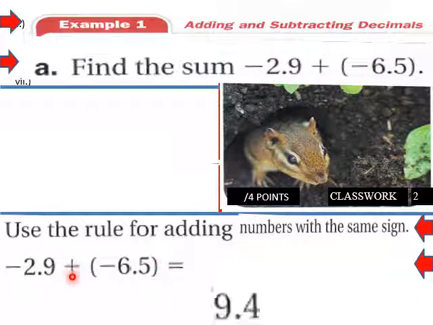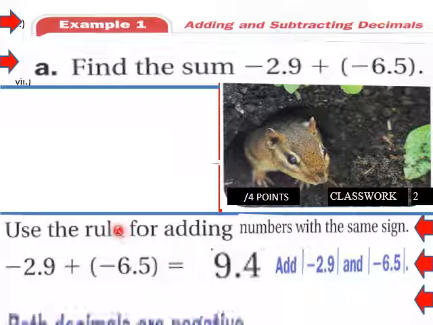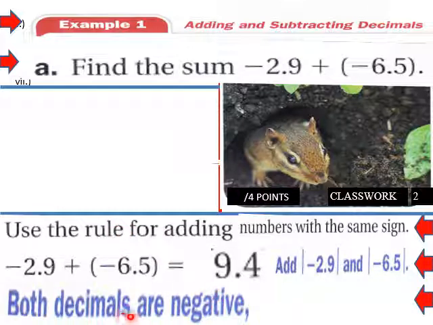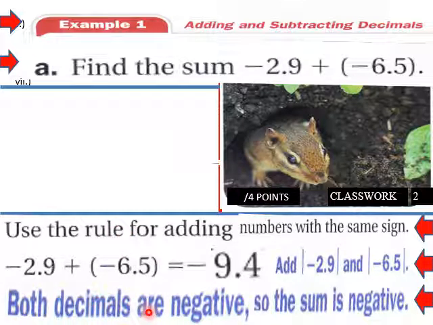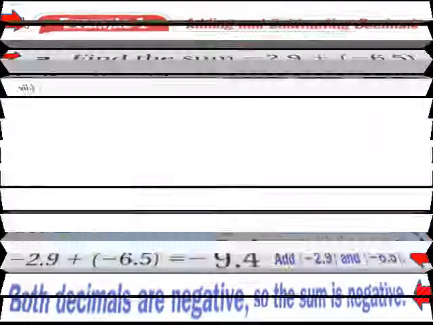So here's our situation. 2.9 plus 6.5 is 9.4. But is it positive or is it negative? Well, both decimals are negative, so the sum would be negative when you combine these two quantities together.